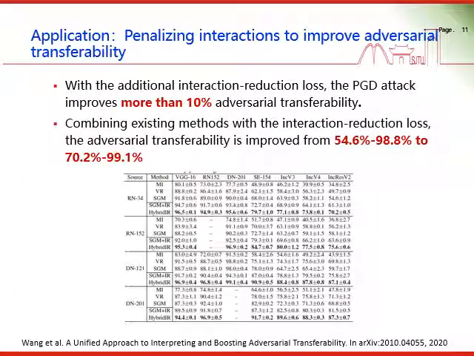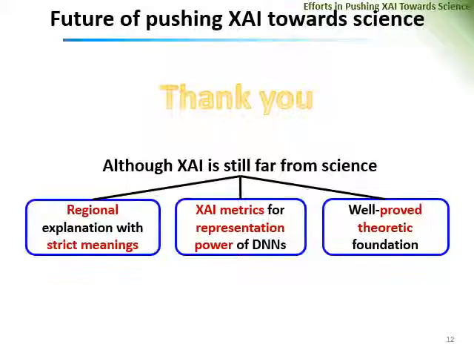Based on the above analysis, we design a new loss function to directly penalize interactions in order to improve the adversarial transferability. Our method achieves the best performance in boosting the adversarial transferability.